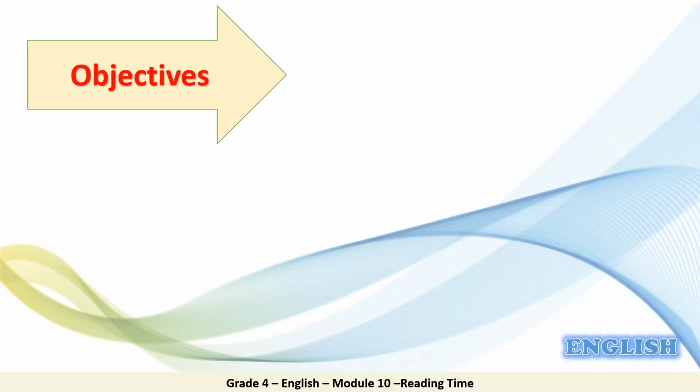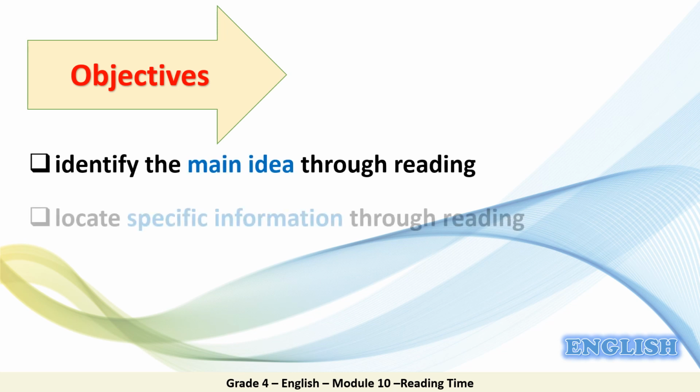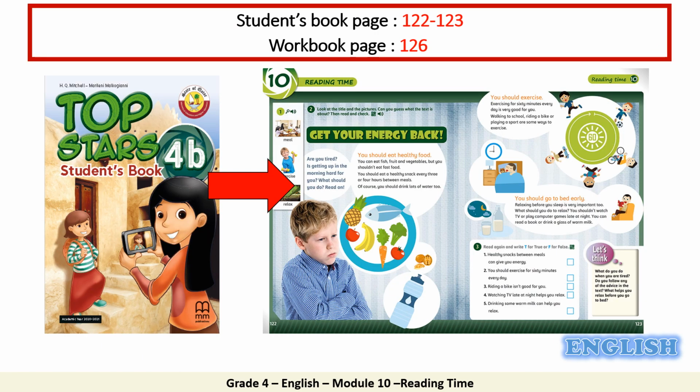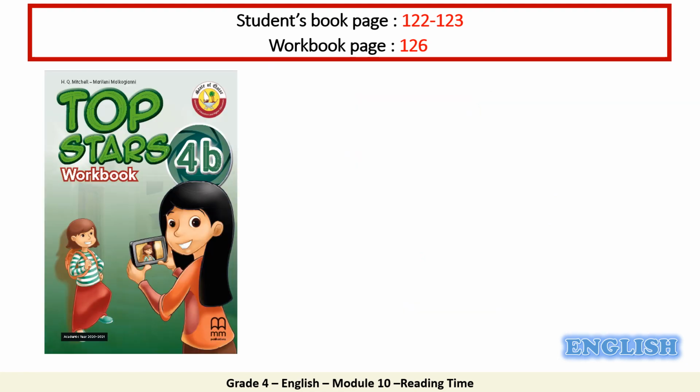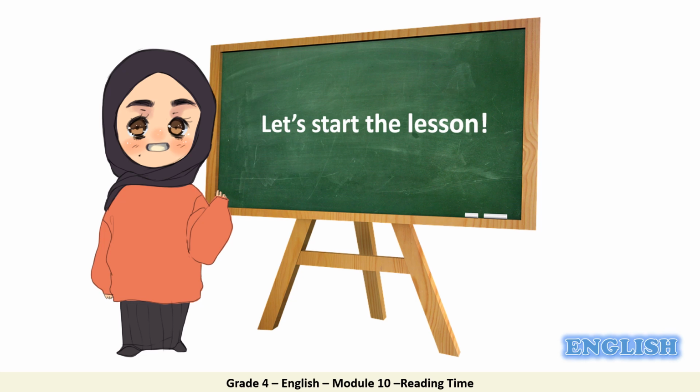By the end of this video lesson, you will be able to identify the main idea through reading, locate specific information through reading, and use should and shouldn't to write advice for a healthy life. You will be able to find this lesson in your student's book, pages 122 and 123, and in your workbook, page 126. Are you ready to start the lesson?